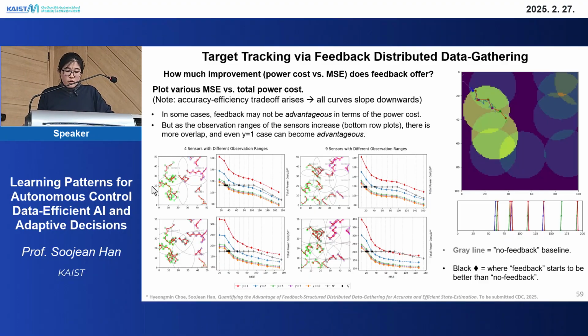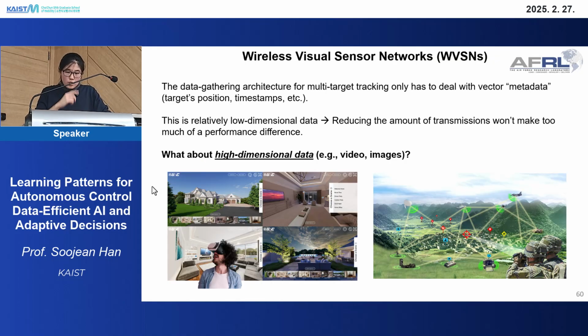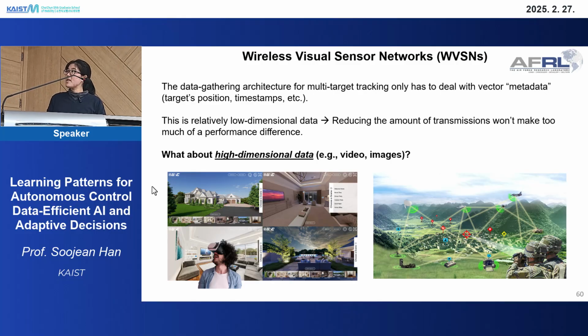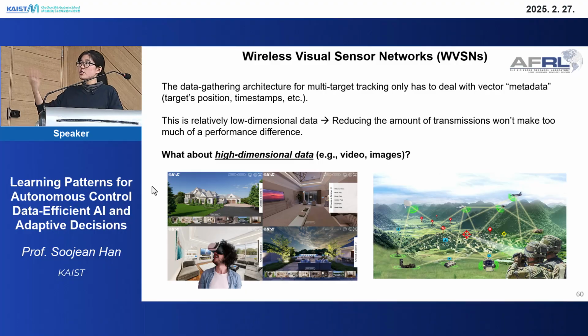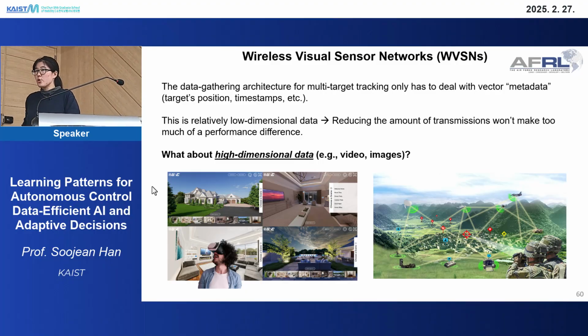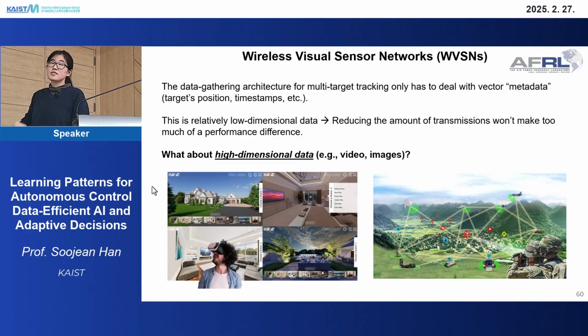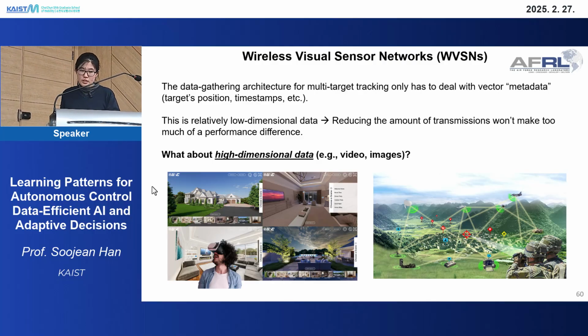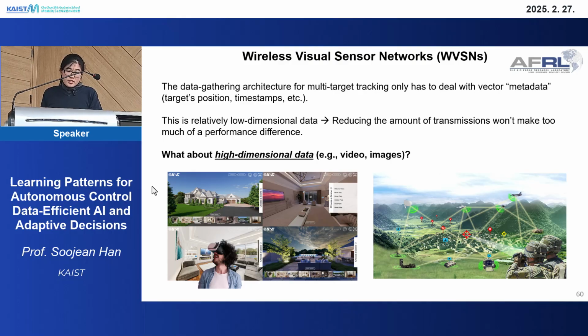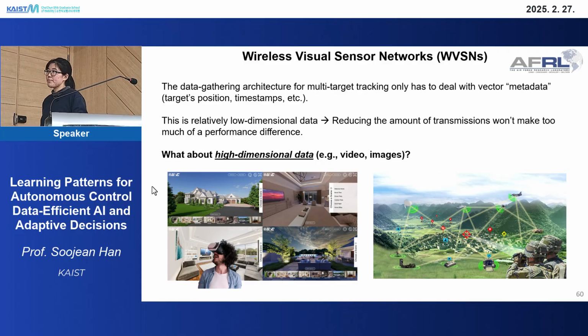Okay, now this setup was all vector metadata. We're only interested in the target's position, so on a 2D plane that would just be its XY coordinates, as well as the timestamp of the measurement that was transmitted, so it's vector metadata. So it's relatively low dimensional, so reducing the amount of transmissions won't make too much of a performance difference.